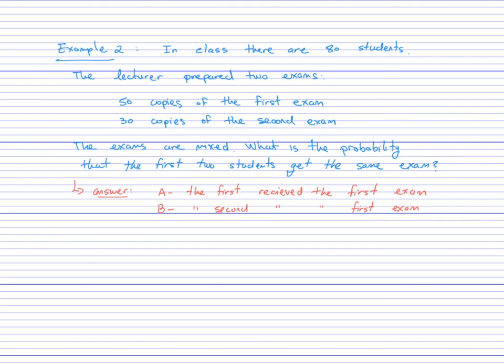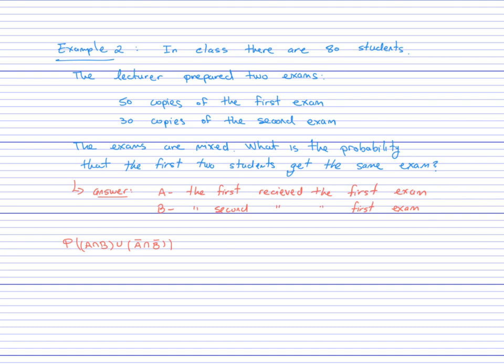So there are 2 possibilities. One option is that both students get the first exam, meaning A and B. Another option, because we have only 2 different exams, is that the first student gets the second exam, meaning not A, and also the second student gets the second exam. So these events mean exactly that the 2 students get the same exam.